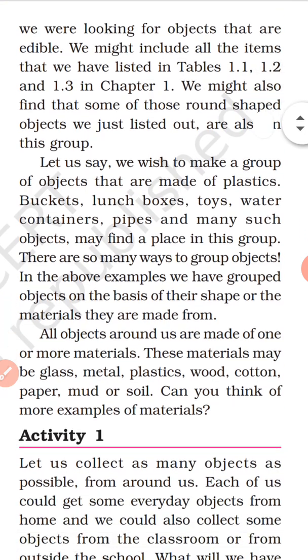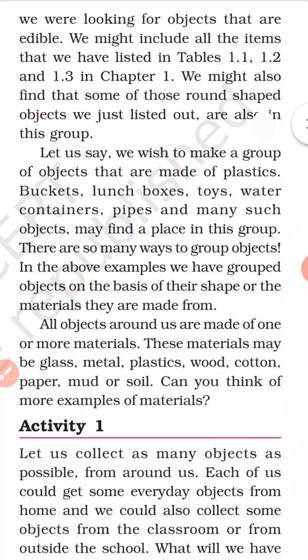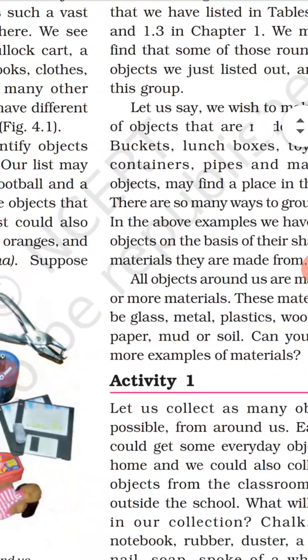In the above examples, we have grouped objects on the basis of their shape or the materials they are made from. All objects around us are made of one or more materials. These materials may be glass, metal, plastics, wood, cotton, paper, mud, or soil. Can you think of more examples of materials?